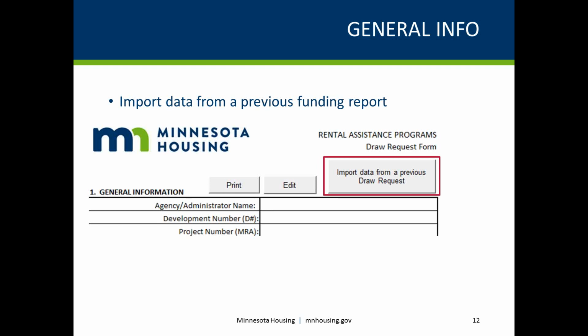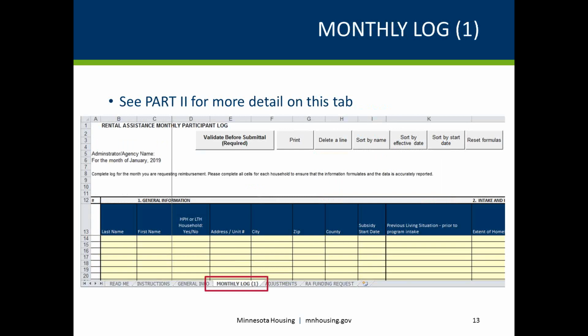For more information, watch the Downloading the Draw Request Form tutorial, which explains not only how to download the form, but also how to import data from a previous report. The Monthly Log tab is where you'll report your participant data and the demographics of each household. The form has many functions outside of the button controls.